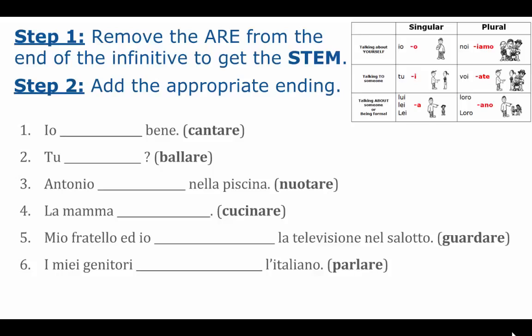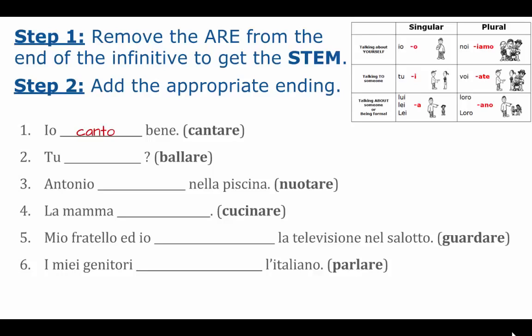Io, and then the word is bene, and the verb is cantare. So cantare means to sing. I want to be able to say I sing well. And in order to do that, I need to conjugate the verb cantare into the io form. So looking at our two steps, first we remove the are to get cant. Then we need to add our ending. The io ending is o. So cant, o, canto. Io canto bene.